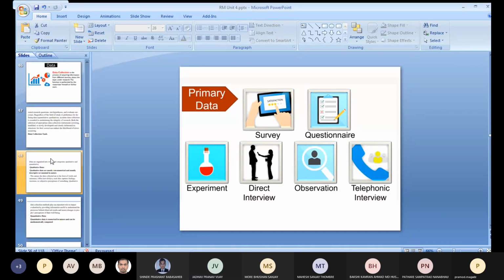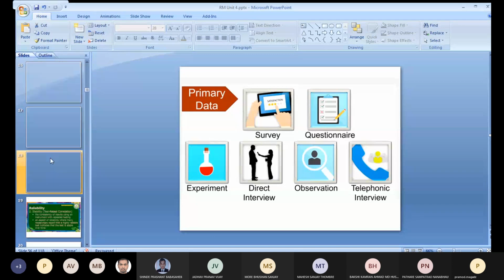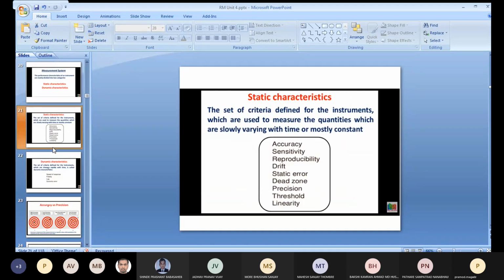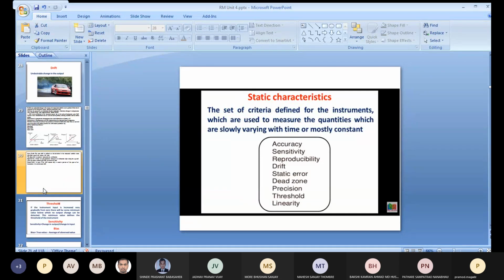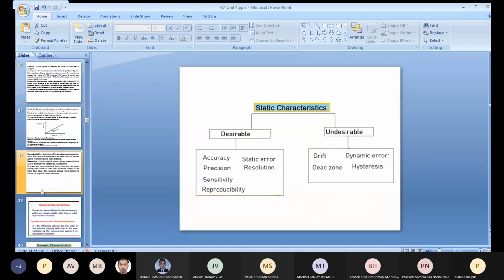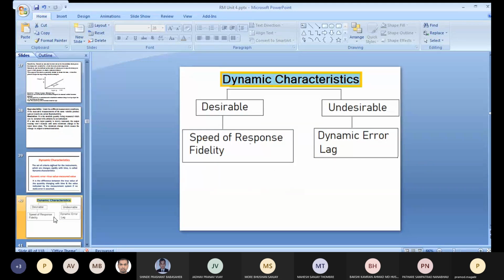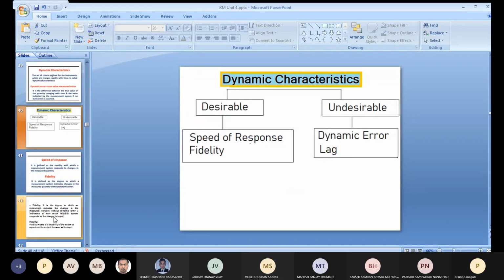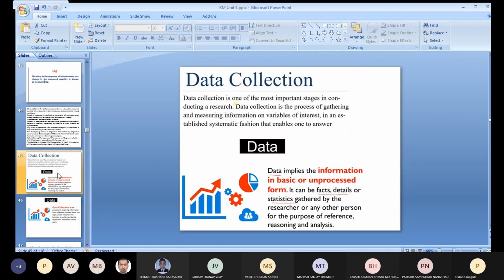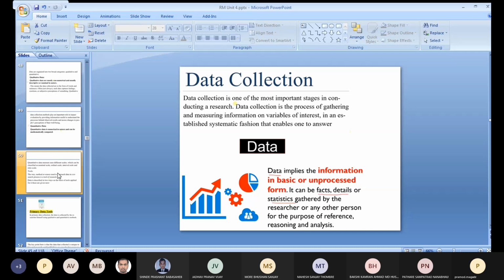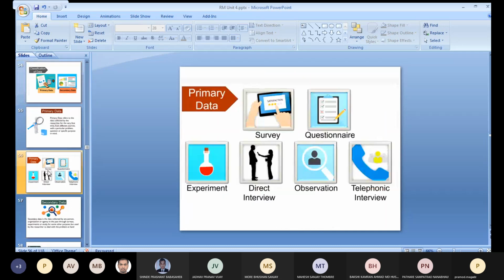Yes, sir. Okay, today we have seen only 2 points. First one is characteristics. We have seen static and dynamic. In static we have seen these points, and in the case of dynamic we have seen these points: speed of response, fidelity, dynamic error, lag, and with examples. After that we have seen data collection, which is very simple: how to collect the data, qualitative and quantitative. Then primary and secondary; I told you what primary means. In the coming session or next lecture, I will tell you the secondary data, what the inputs are, what the requirements of that are, and so on.